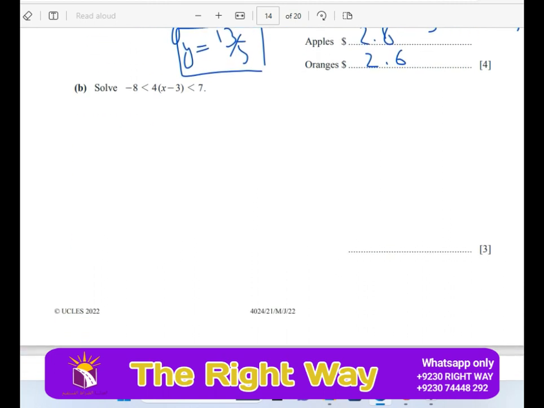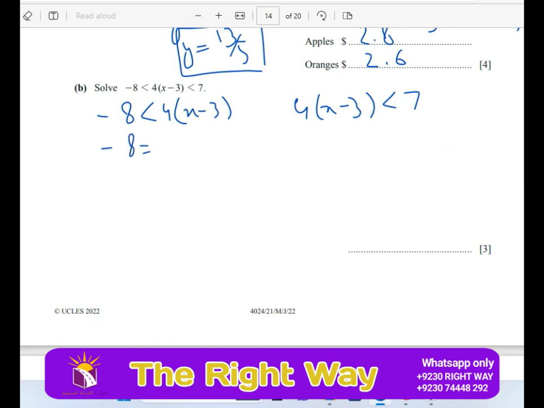Part B. Minus 8 is less than 4 times x minus 3 and is less than 7. For this type of question, you divide your question into two parts and it will become minus 8 is less than 4 times x minus 3 and 4 times x minus 3 is less than 7. Now we are going to solve them separately.